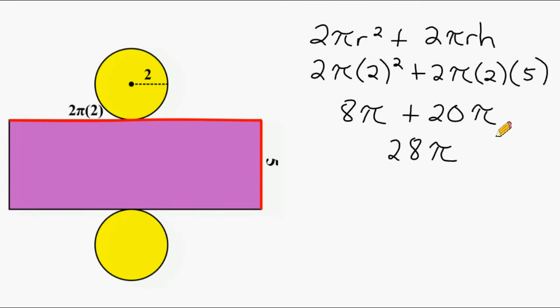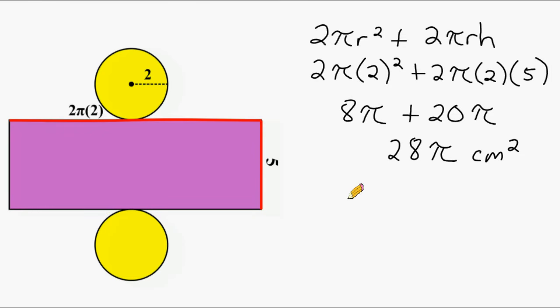So we can think of pi like a variable. If you were combining like terms, say you had 2x plus 3x, that would be 5x. Well, 8 pi plus 20 pi is 28 pi. Now, if we were solving in terms of pi, we would already have our answer. 28 pi square centimeters would be the surface area.